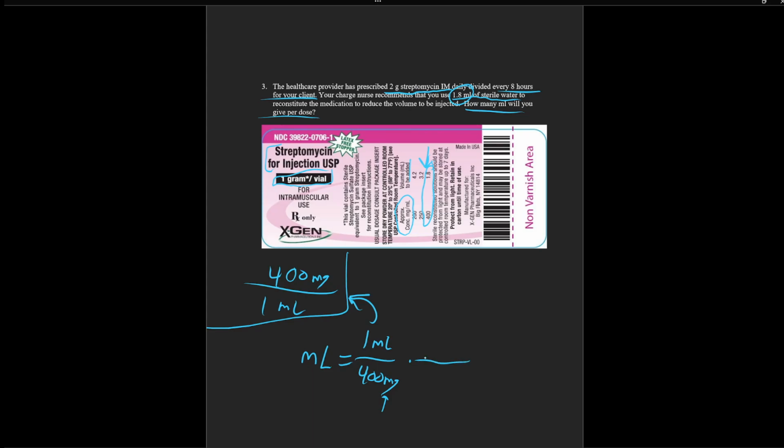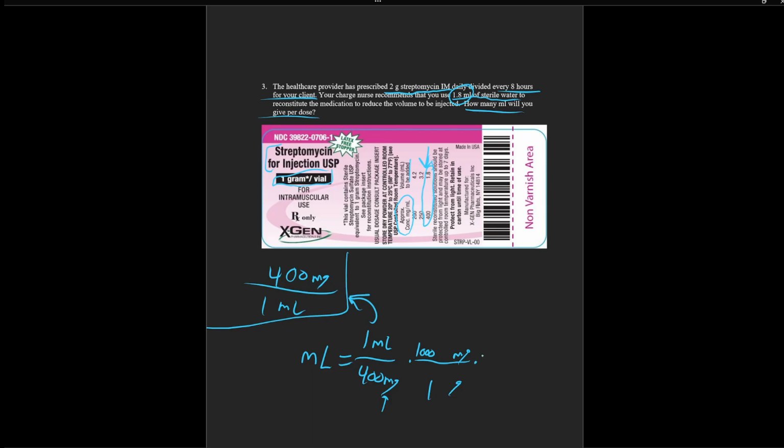And our order is given in grams, so we're going to need to convert in order to make that work. In order to do that, we're going to have milligrams at the top and then grams at the bottom. So we're going to be converting. We know that for every 1 gram, there is 1,000 milligrams. And if you memorize that, that's great. That is something that you can memorize, and that will help you kind of move forward with that information.